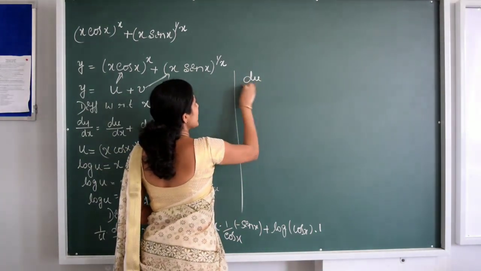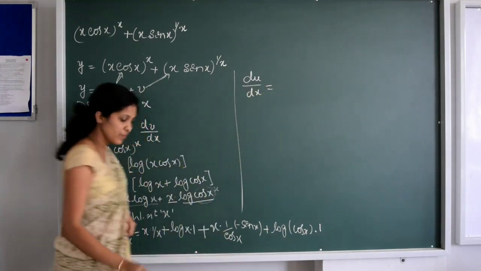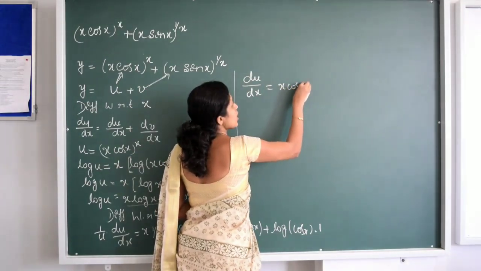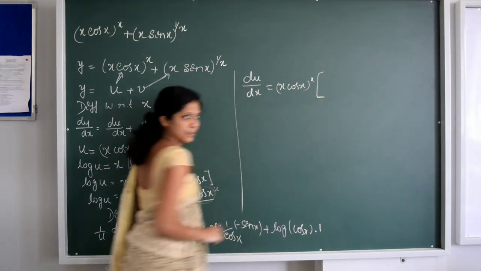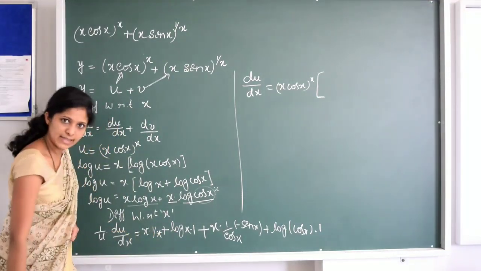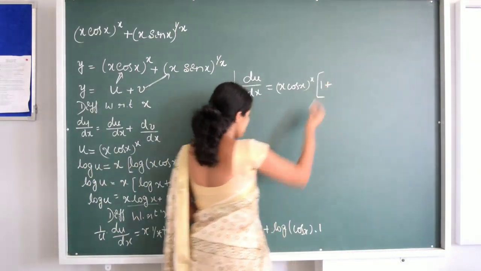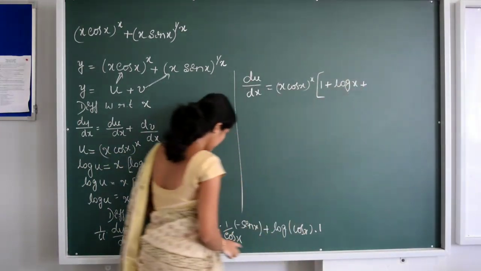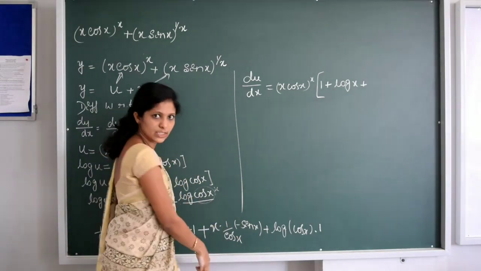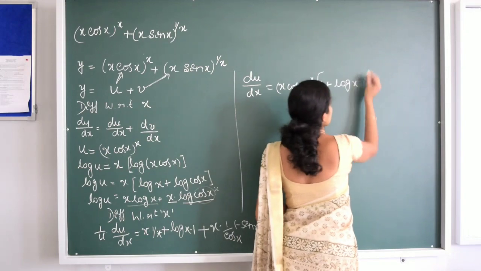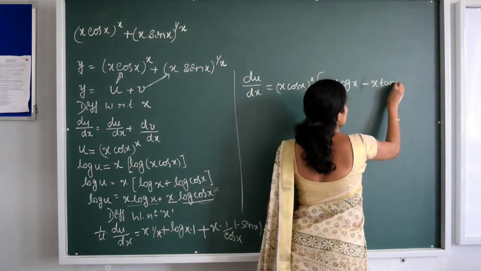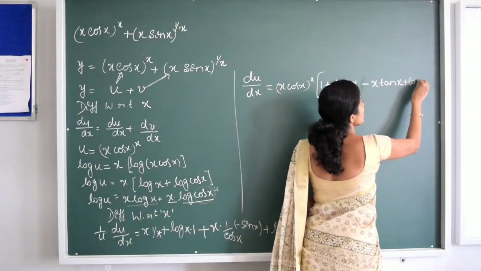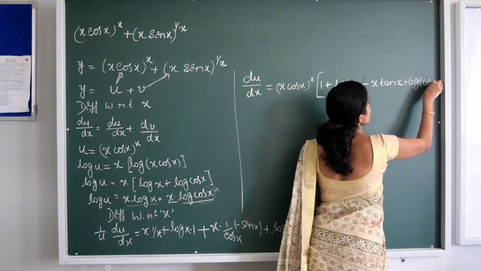So here du by dx is equal to u into, what is the value of u? u is now (x cos x) whole to the power x, right? Multiplied with here, x and x will get cancelled. So remaining here 1 plus log x, plus x into minus sin x by cos x, it will be minus tan x, so this is minus x tan x, and the last term is plus log cos x. Is it clear? Plus log cos x.